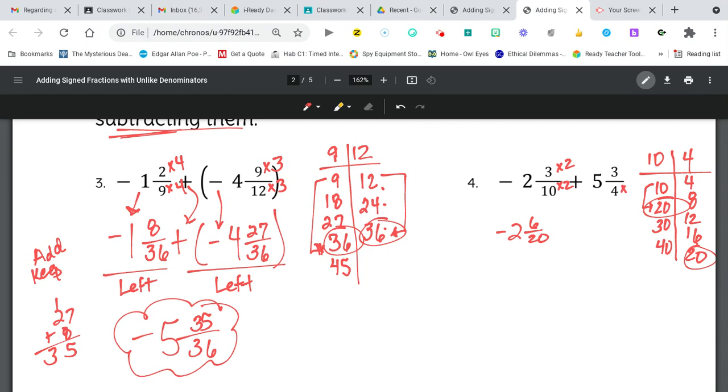All right, I'm going to multiply this by 1, 2, 3, 4, 5. And multiply that by 5. So it's plus 5 and 15/20.